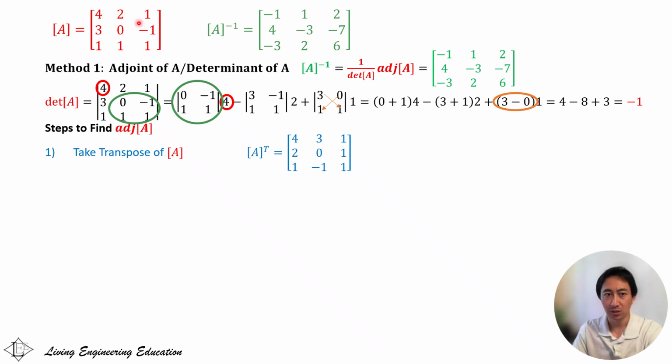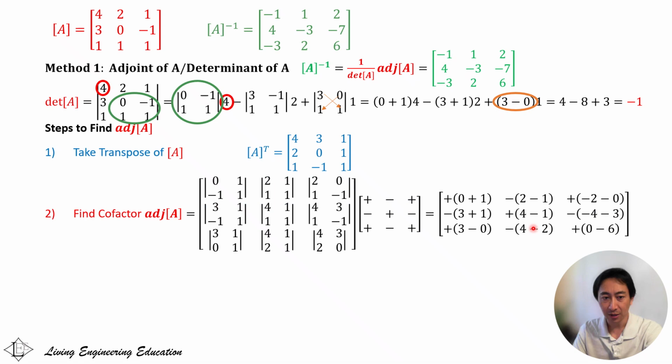For this one, it does. This is row 1, column 2, so I want it to be row 2, column 1. This is row 2, column 1, and it becomes row 1, column 2, and so forth. So we take the transpose, denoting it with a superscript T, and then we find the cofactor. Some places will say find the cofactor and then take the transpose of it.